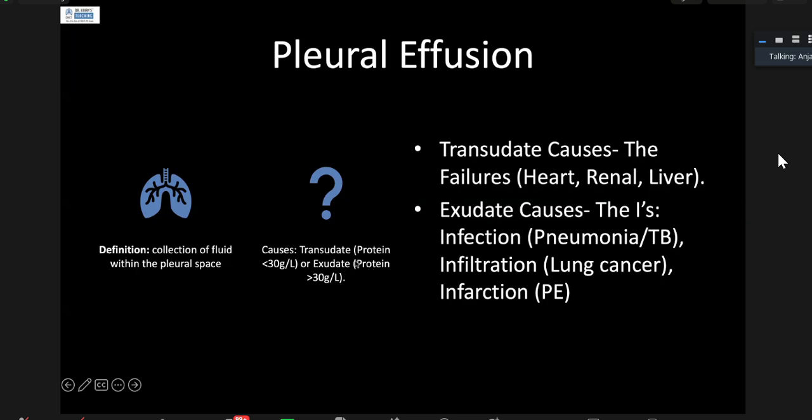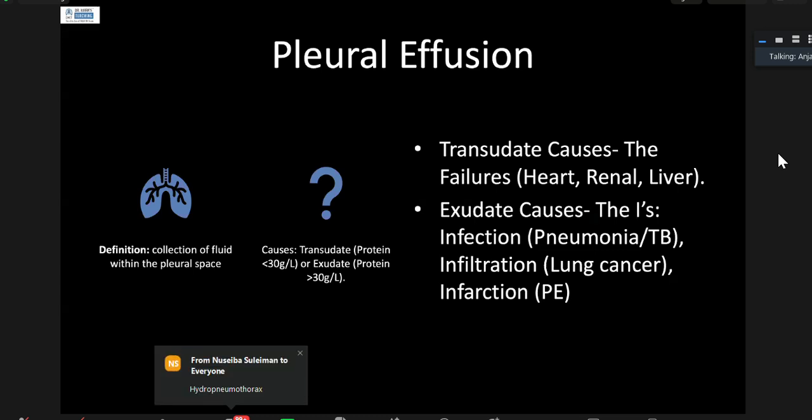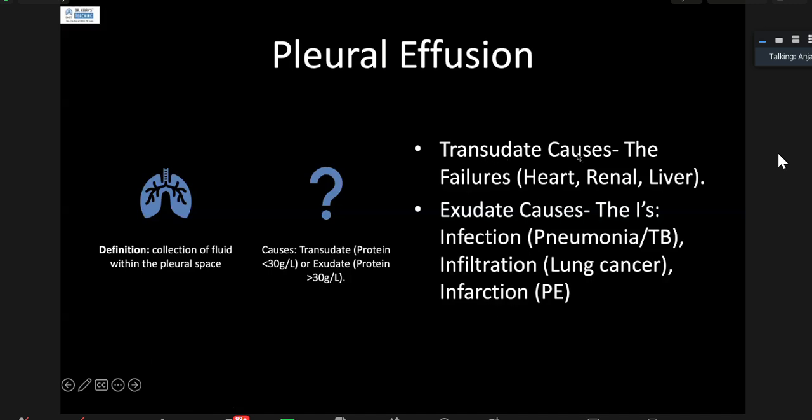So on an X-ray, they are all going to look the same, okay? Even if it is clear fluid, thick fluid, blood, or lymph, anything would look the same. So these are some causes for effusion. The transudate causes are the three failures: renal failure, heart failure, liver failure. Exudates are usually in infection, inflammation, infiltration, infarction, etc.